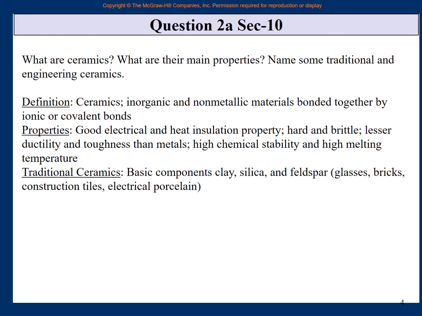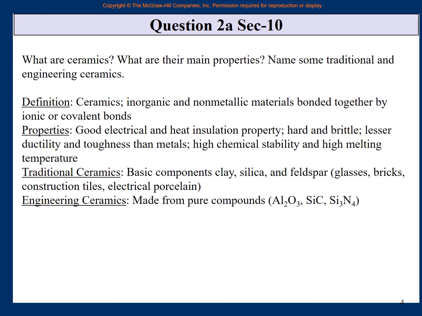Traditional ceramics, the basic components are clay, silica, feldspar and so on. So the examples are glass, bricks, construction tiles, electrical porcelain. These are lots of ceramics which are around us, but these are basic traditional ceramics. And rather than saying modern or advanced ceramics, we say engineering ceramics, modern or advanced ceramics. So alumina, silicon carbide, silicon nitride.